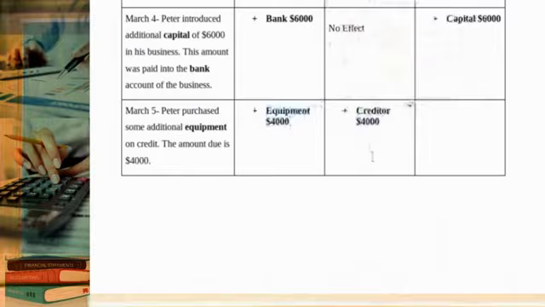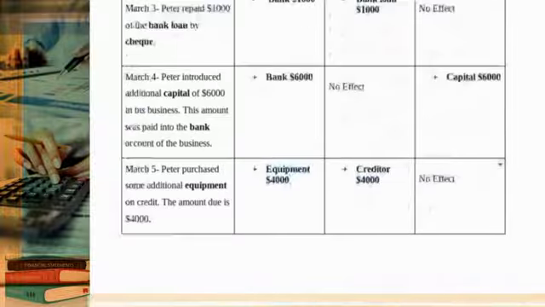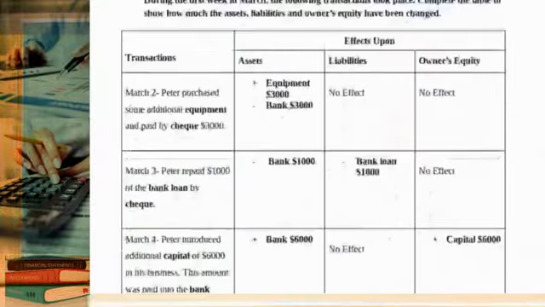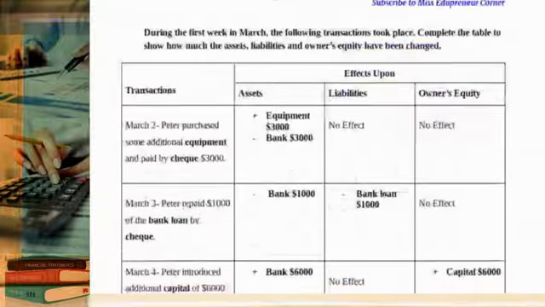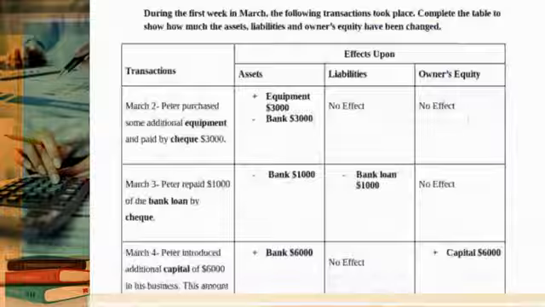And this final transaction did not have any effect on owner's equity. So we simply put no effect. And now we would have completed all the transactions in the table. So the first transaction signifies that two assets or various combinations of assets were being affected. The second transaction showed that an asset and a liability were being affected. And the third transaction revealed that an asset and owner's equity were being affected.